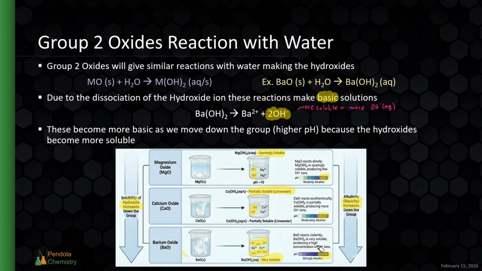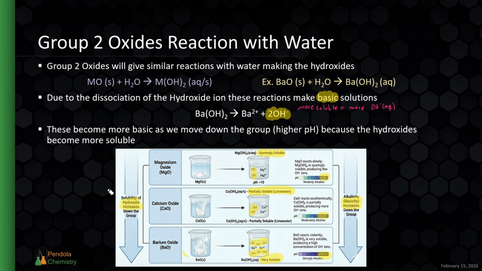It's also what dictates whether we're going to have a solid being formed. Magnesium hydroxide is only sparingly soluble, which means we're going to see the formation of a solid in that reaction a lot more quickly, as the solution very quickly becomes saturated.